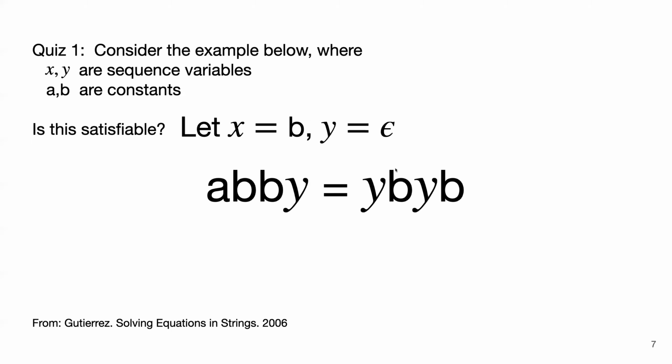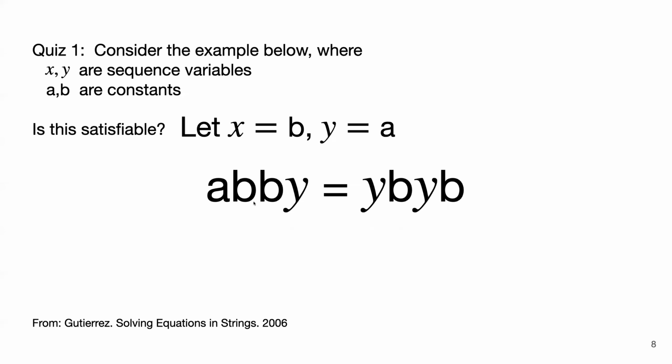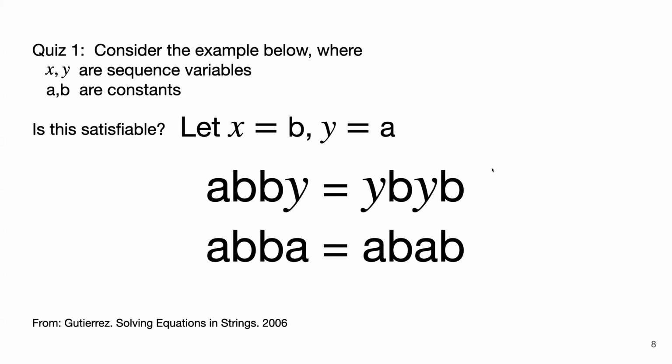How about we replace y by the empty string? If we do that, then this is unsatisfiable. Since the left-hand side starts with an a, let's replace y with an a. This also doesn't work. But as Artem suggested, we could have sequences that are longer than one character. Since the left-hand side starts with an AB, we could try y as AB, but that also does not work.